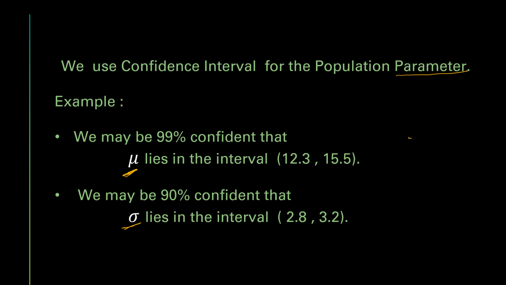We don't find the confidence interval for x bar or Sx, because Sx and x bar, these are all the sample statistic. So we never do this for a sample statistic. We do not find this for a sample statistic. We find only for a parameter.